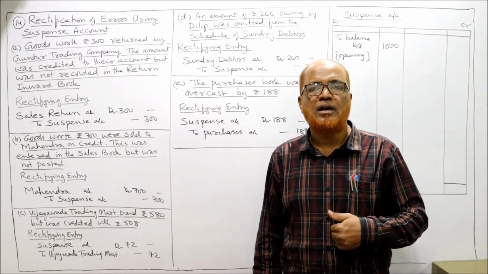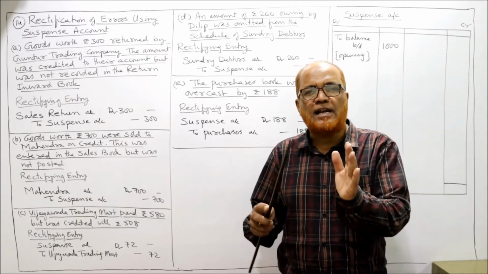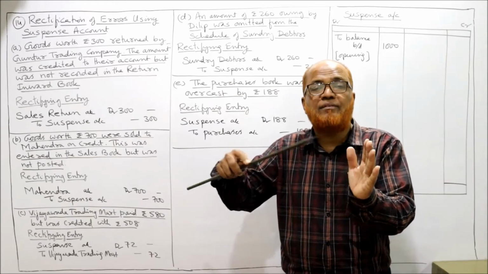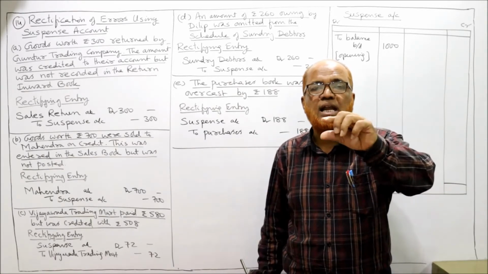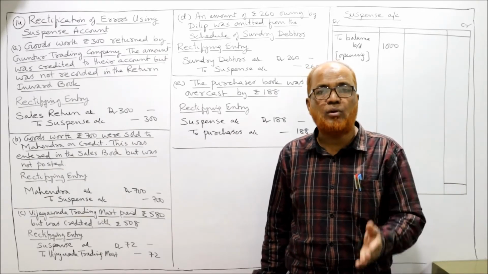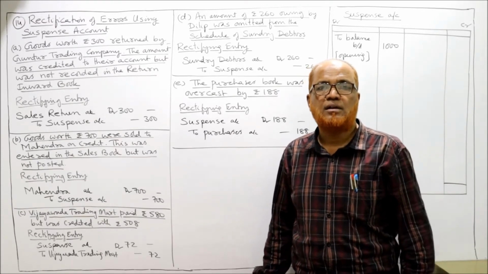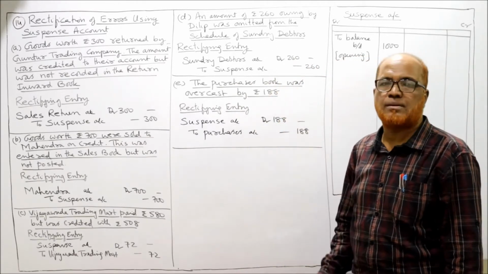So now the error is there only in sundry debtors. In sundry debtors, we have to include Dilip, but we forgot to include Dilip's amount. Now the correct entry is sundry debtors account debit to suspense account. We have to increase sundry debtors. So sundry debtors account debit to suspense account, 260 rupees.